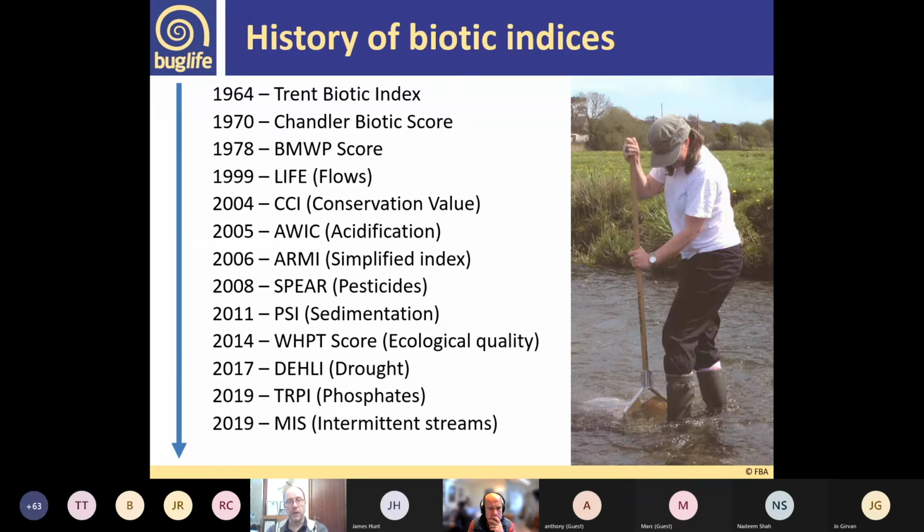The WHPT score is, I suppose, the score that covers them all. It looks at not just water quality, but actually ecological quality. It's the score that is used to classify watercourses under the Water Framework Directive, and is the score that has now replaced the BMWP score. And soon we'll also have a score looking at climate change vulnerability for watercourses based on invertebrates.